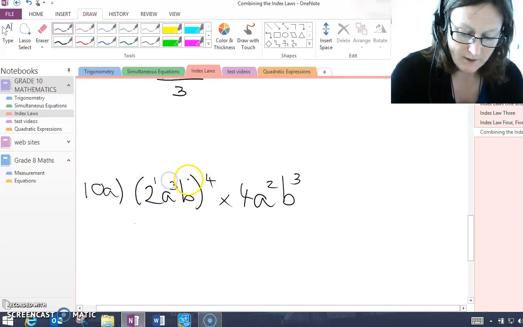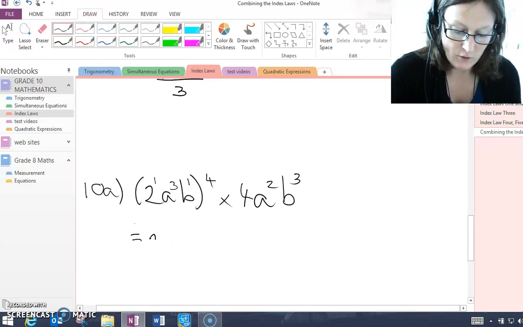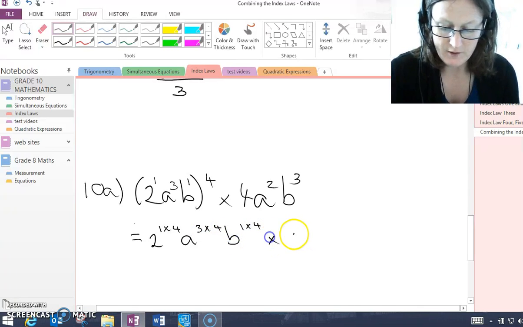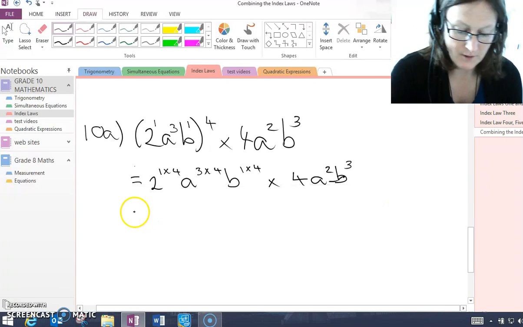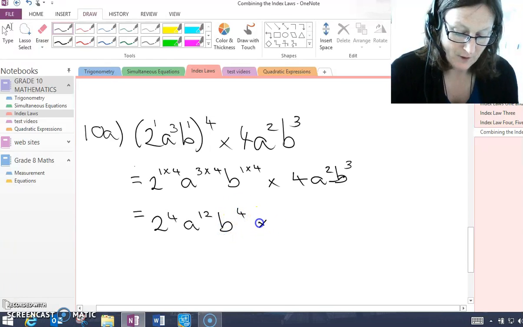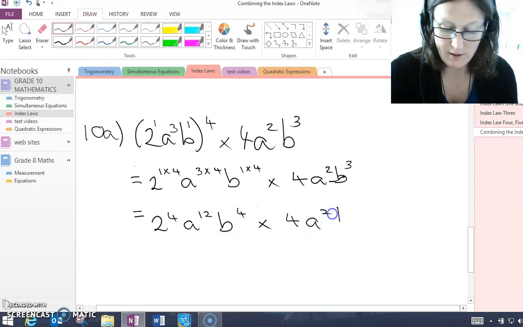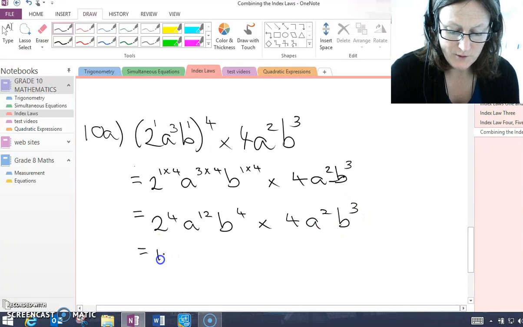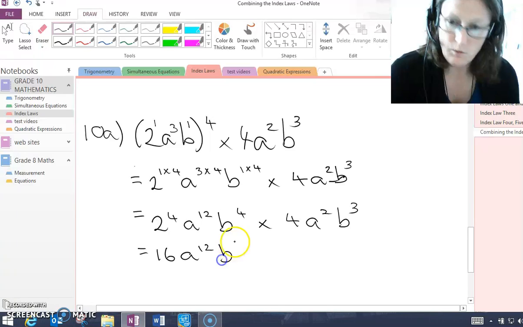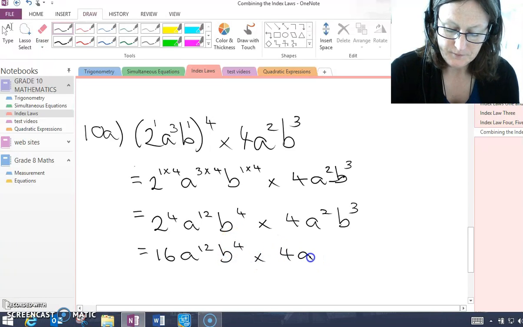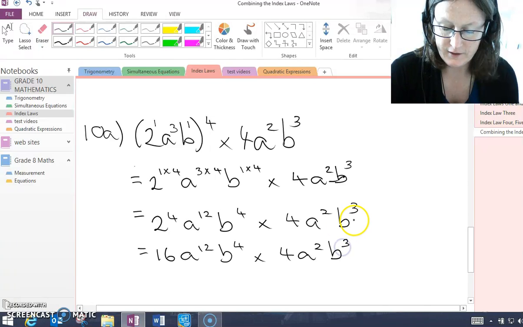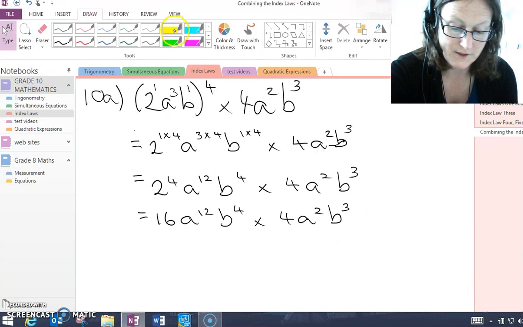Again, I'm going to put my 1's up there, and from here it's 2 to the power of 1 times 4, a to the 3 times 4, b to the 1 times 4, then I just write the second term out. Our next step, it's 2 to the power of 4, a to the power of 12, b to the power of 4, times 4a squared b cubed. 2 to the power of 4 is 16. So just notice, I'm just doing one thing at a time. So the rest I've written out, the only thing I did in that line was to say 2 to the power of 4 was 16.